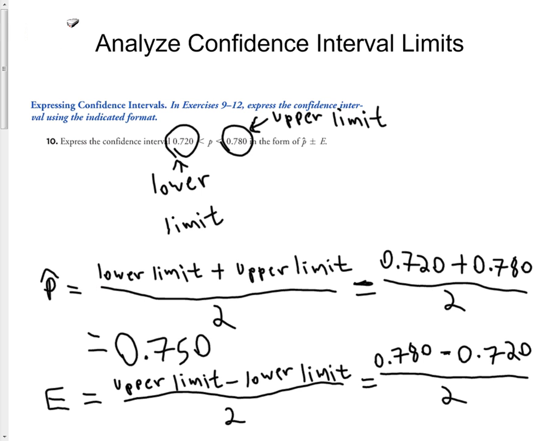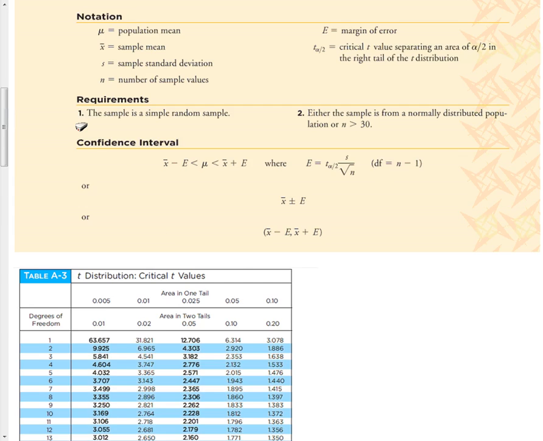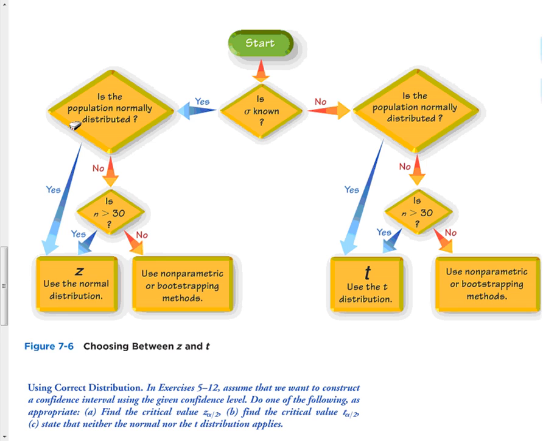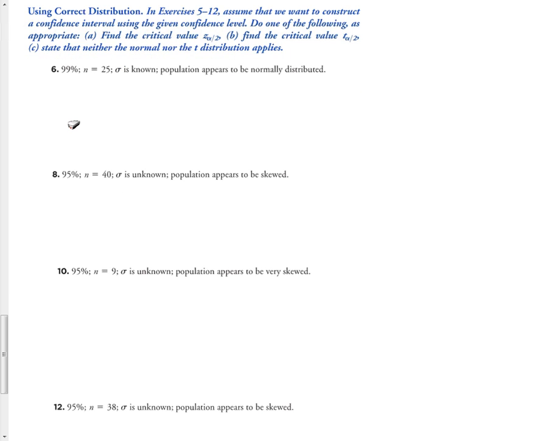So let's take a look at number 6. In number 6, it says we have a 99% confidence level. So we have a couple pieces of information here. We have the confidence level to be 99%. So we know the confidence level is 0.99, which means we have alpha, which is 1 minus the confidence level.